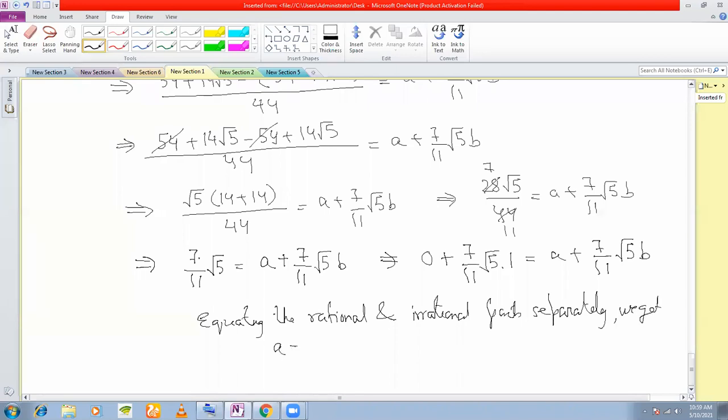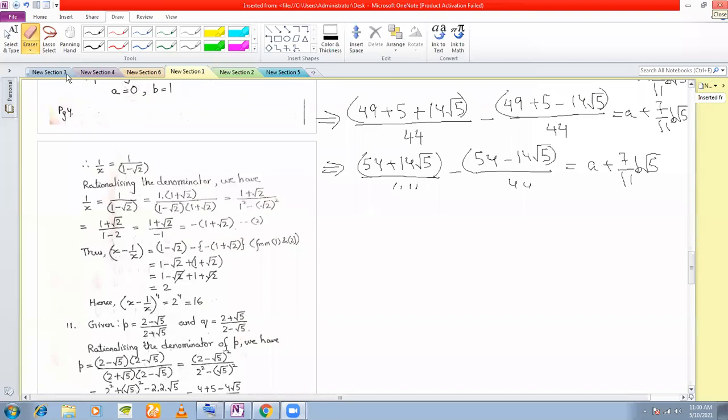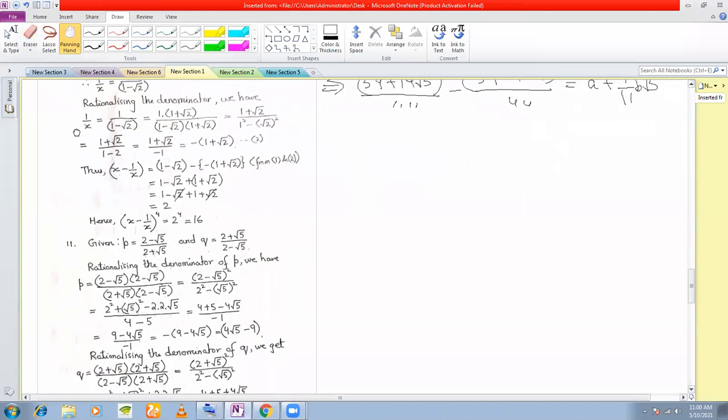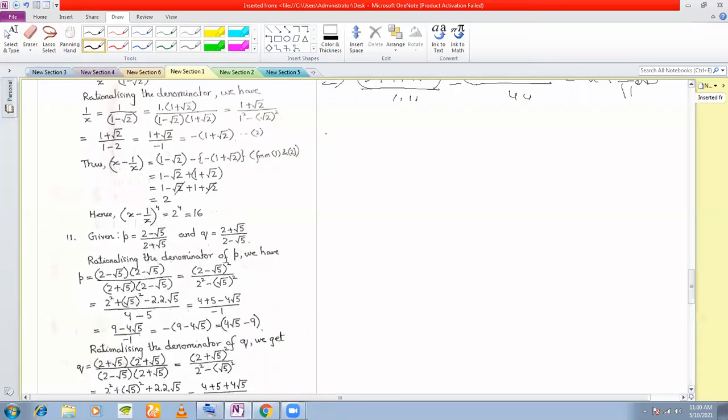We get a is equal to 0 and you get b is equal to 1. That's it. Okay. This is number 9, but remember number 8 in your exercise can also be done in exactly similar manner, the way number 9 is done. So you can work out number 8 exactly in the similar manner.